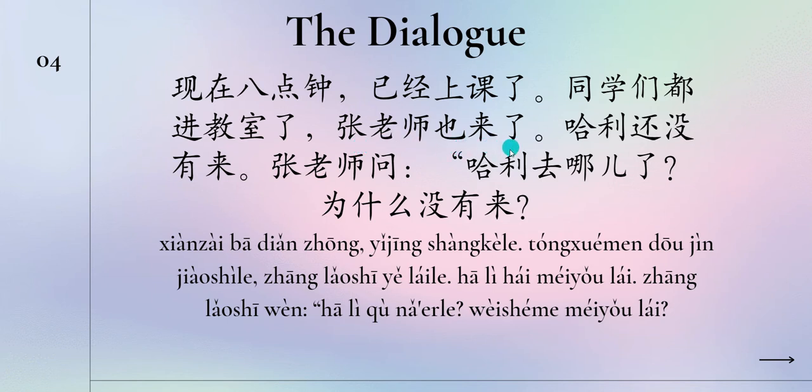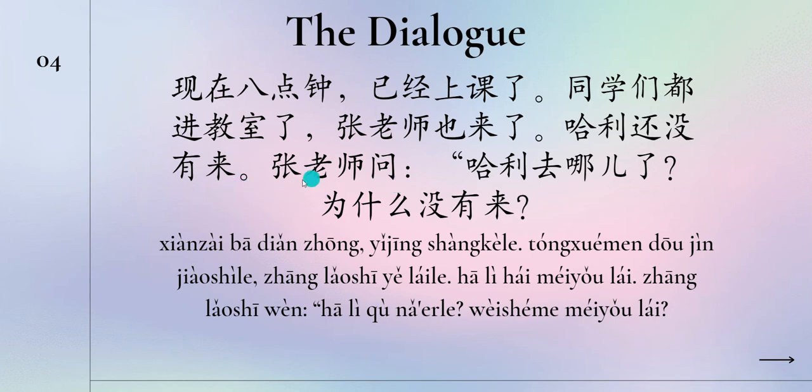张老师也来了. Teacher Zhang also came. 来 means to come. 了 marks the completed action. Harry 还没有来. Harry is still not in the class. Still did not come. 还 means still. 没有 means do not, and it can also mean not. So still did not come.